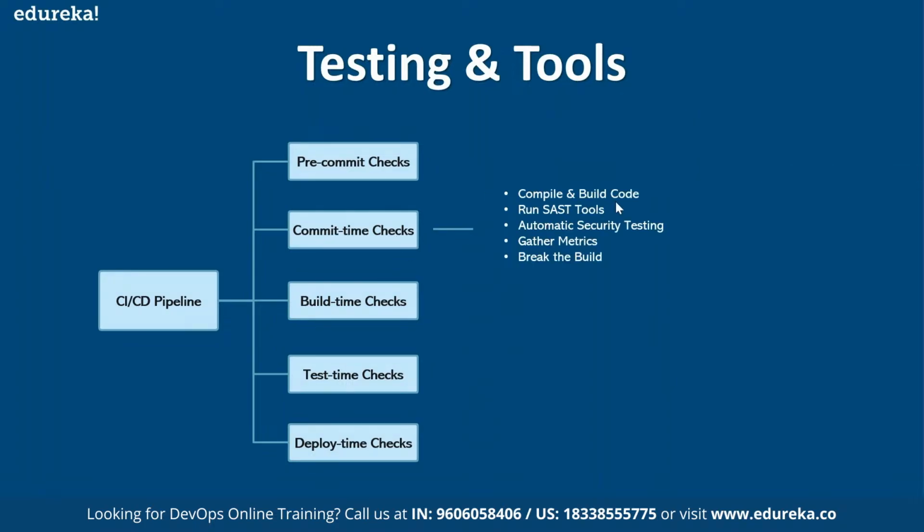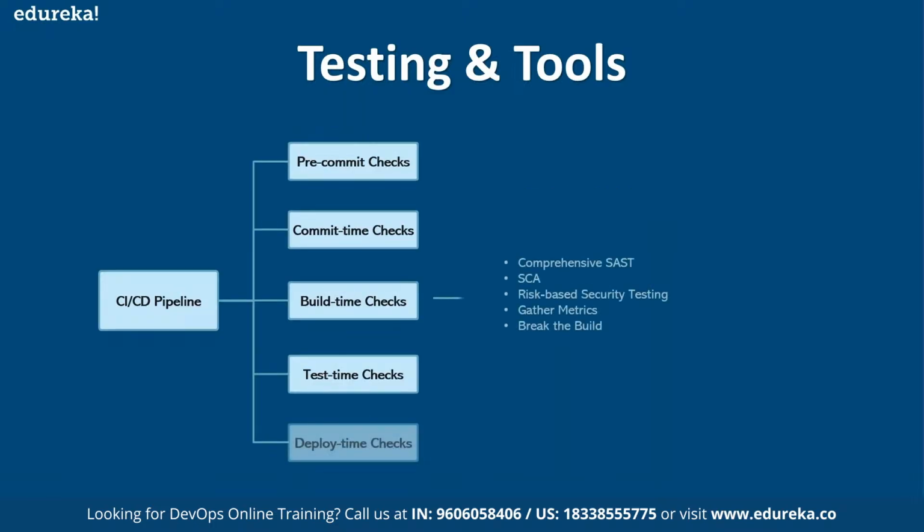Then at commit time, compliance and build code run SAST tools. What is the SAST tool we have discussed? That is Coverity. It tests for vulnerabilities in your source code, when it hasn't been deployed to your environment. It will gather metrics like what is good and what is not good about your code. Then your build time checks come in. Here you will have a comprehensive test, SCA, which we have just discussed, risk-based security analysis, gathering metrics, and breaking the builds.